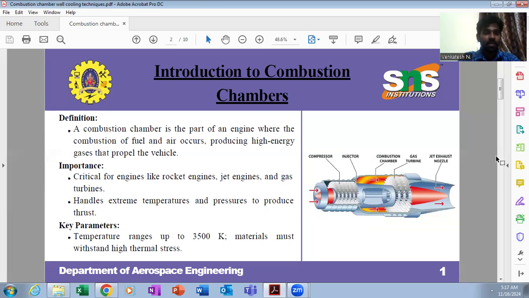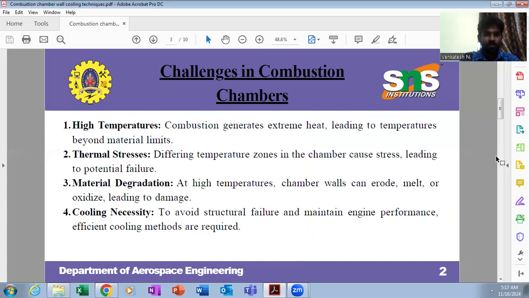Key parameters: temperatures range up to 3500 Kelvin, and materials must withstand high thermal stress. The challenges in combustion chambers are, first, the combustion temperature. It generates extreme heat, leading to temperatures beyond material limits. Second, thermal stresses: differing temperature zones in the rocket and the chamber cause stress, leading to potential failure.